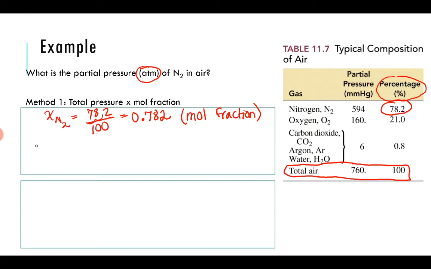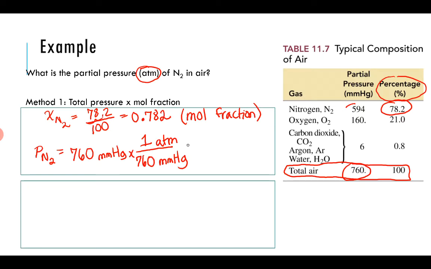And so then my partial pressure of N2 will be equal to my total pressure, which is this number down here, 760 millimeters of mercury. And it's asking for my pressure in atmospheres. So I'm going to go ahead and lay out a conversion between millimeters of mercury and atmospheres, because that's what the question is asking for. So 1 atmosphere is 760 millimeters of mercury. That is from your yellow sheet.